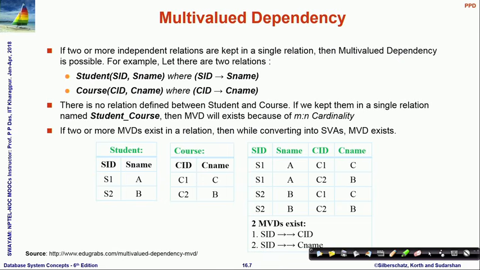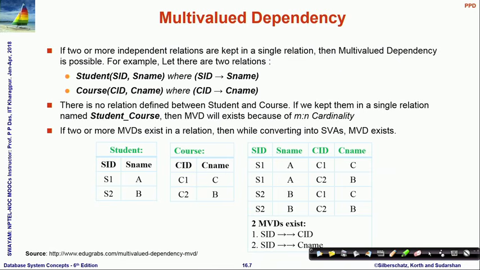So, S1 having name A may be taking course C1 having name C, but again S1 having name A could be taking course C2 having name B. You just do not know which one is correct. So, you can see that here again you have two multivalued dependencies, one where SID multi-determines CID and SID multi-determines CNAME. These are the two different multiple values that you can find against the SID.